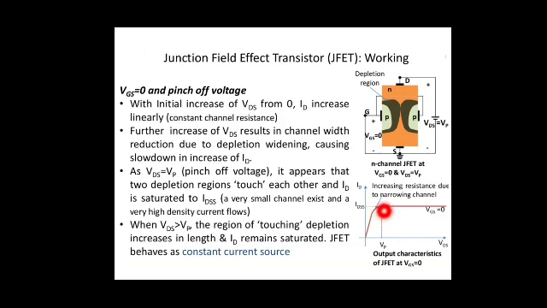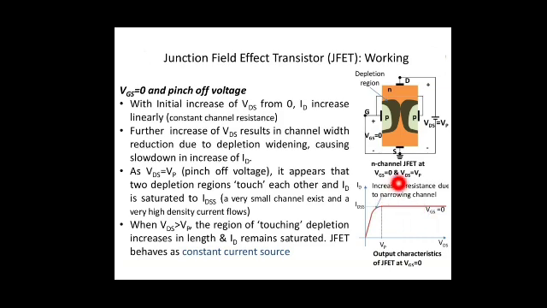So after the pinch off voltage, even if you increase the VDS, the IDS value will not change, and it will remain constant. And that is represented in this graph.